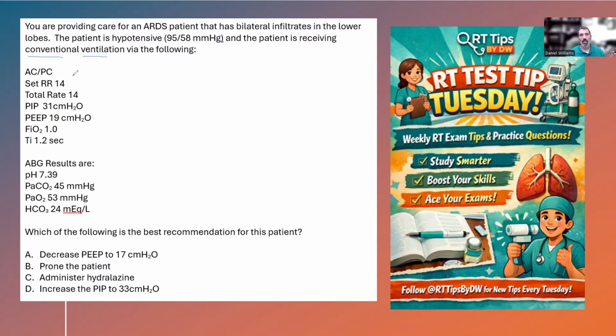Also, in addition to that, can the patient trigger over the set rate? Yes, the patient can trigger over the set rate. Is this patient triggering over the set rate? Our set rate is 14. Our total rate is 14. If you subtract those, the answer is 0. So no, this patient is not breathing any over the set rate. So this means every breath, the patient's just breathing at the set rate.